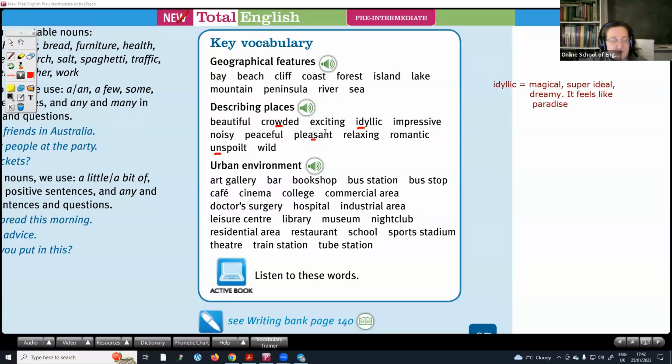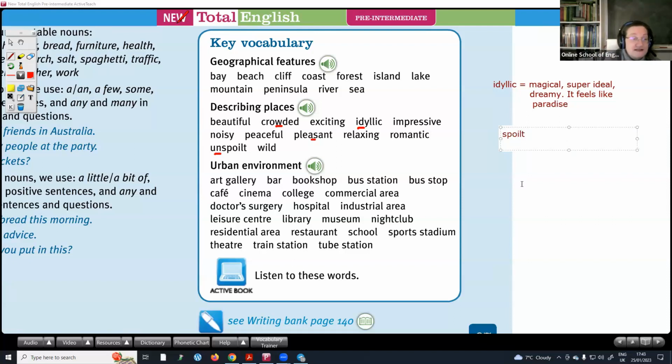What is pleasant? Something good. Something beautiful, something lovely. It makes you feel good. Okay, now unspoiled. Now I'm going to show you two words. You probably know this word because this is a word that you use. I'm going to show you spoiled. So what is spoiled? Let's start with that.